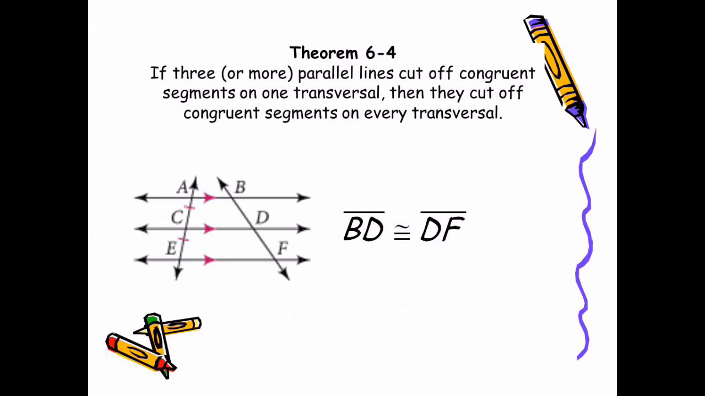Our last theorem for today says that if three or more parallel lines cut off congruent segments on one transversal, then they cut off congruent segments on every transversal. So if you notice here, these lines are parallel. That's what these little arrows are for. And this segment here is congruent to this segment there, which means that this segment is congruent to this segment, and so on and so forth.